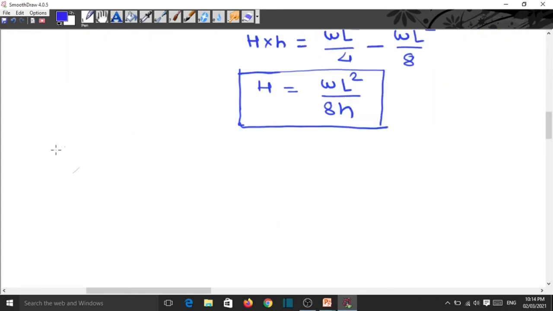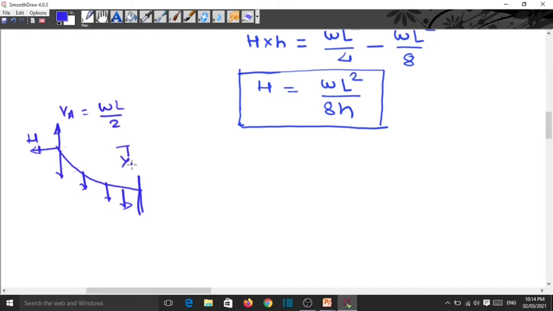If you draw the free body diagram, it is like this. It is subjected to the UDL, and here is the one vertical reaction VA, which is equal to WL by 2. Here is the H, and this distance is the Y1, and this distance is the X, and this is the UDL W kilonewton per meter. Now the bending moment at the X. We know anywhere the bending moment in the cable is zero.